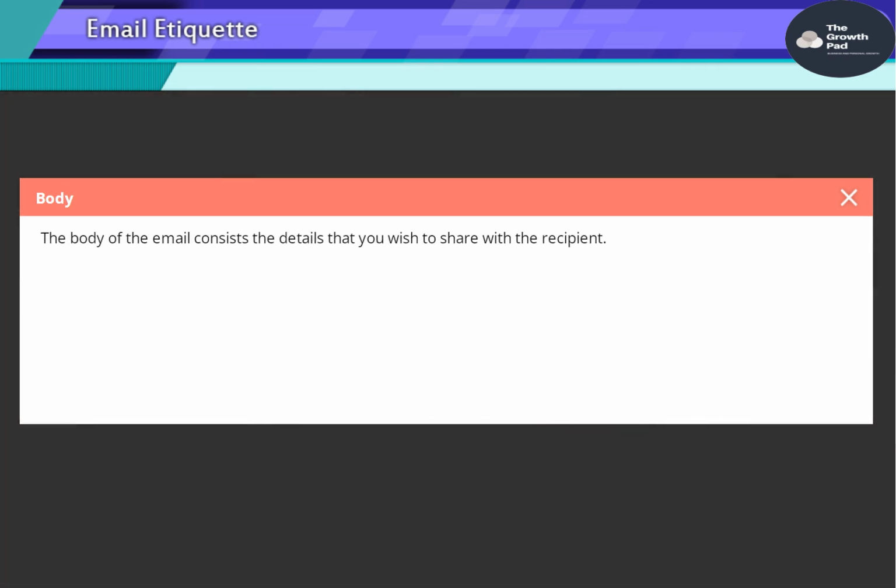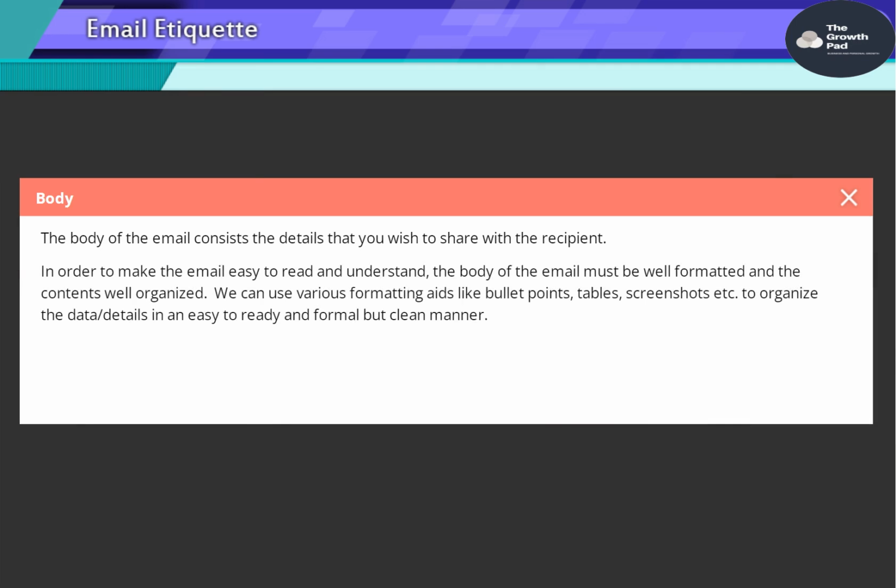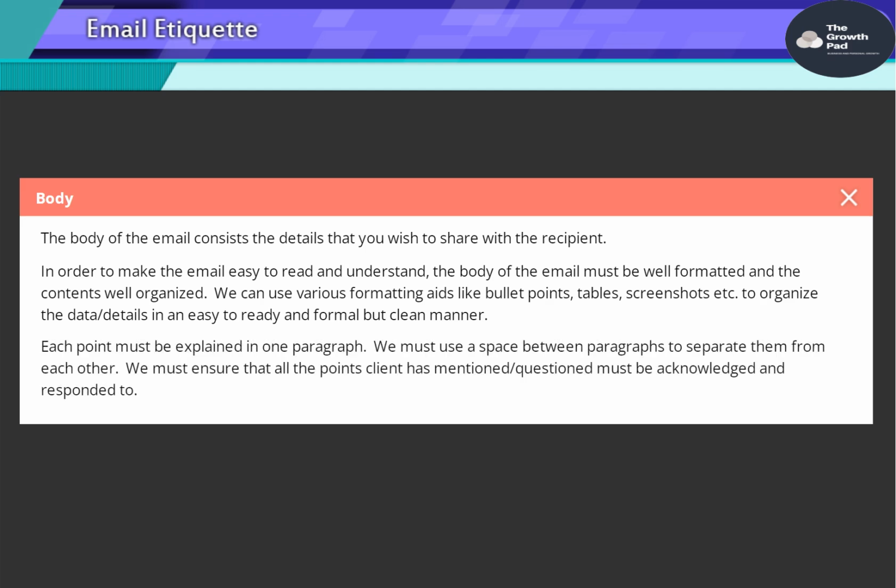The body of the email consists of the details that you wish to share with the recipient. In order to make the email easy to read and understand, the body of the email must be well formatted and the contents well organized. We can use various formatting aids like bullet points, tables, screenshots, etc. to organize the data or details in an easy-to-read and formal but clean manner. Each point must be explained in one paragraph. We must use a space between paragraphs to separate them from each other.